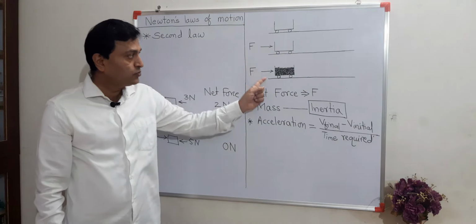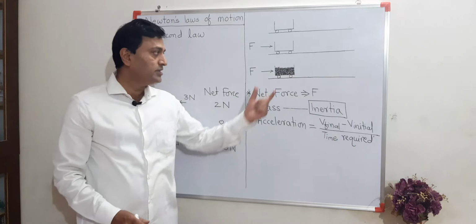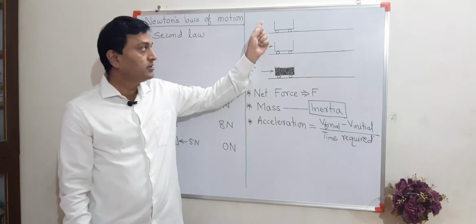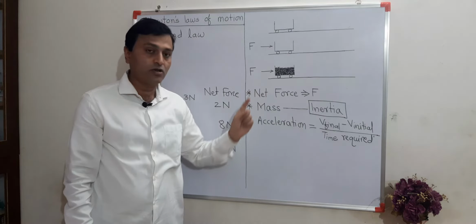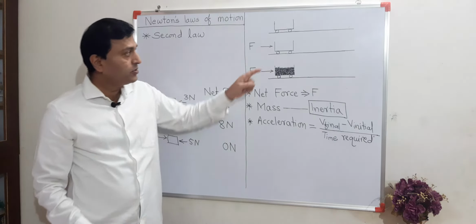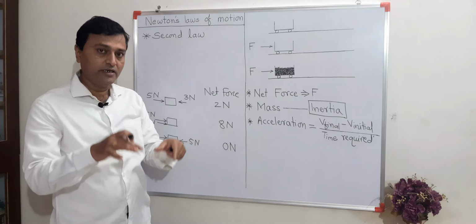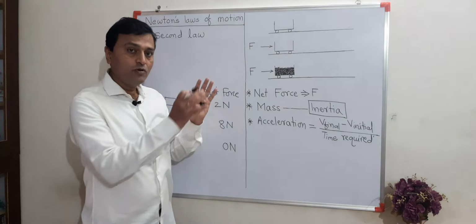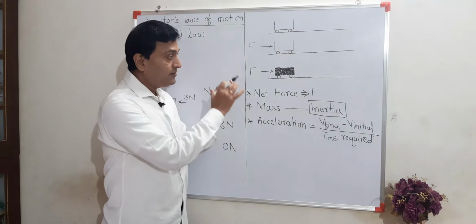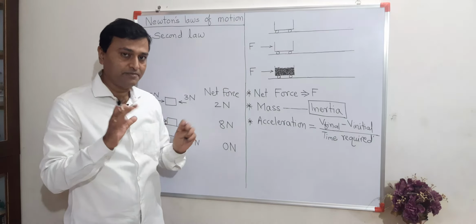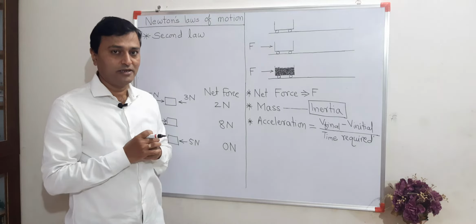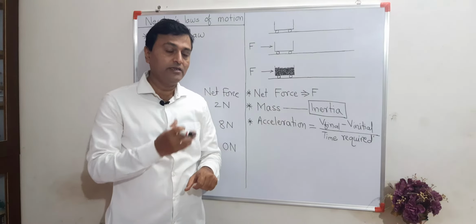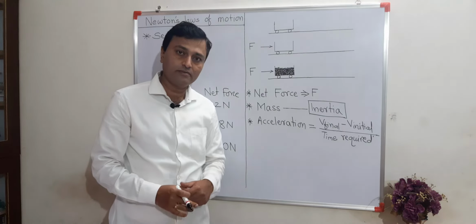Now, these two have different masses, because I have drawn 3 trolleys. This second and third trolley we have studied first. This trolley is empty, this trolley has some material, that's why its mass is slightly more. But remember, the net forces applied are the same. If both forces are the same, then will you get the same effect or a different effect? In this case, the effect is acceleration.